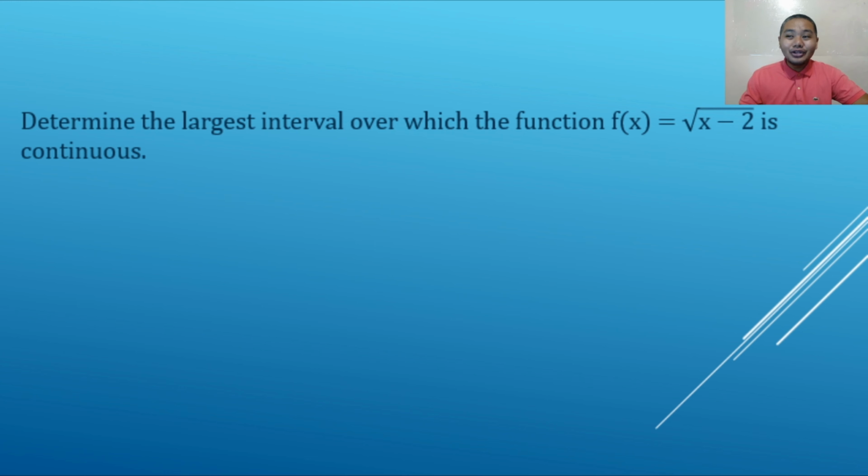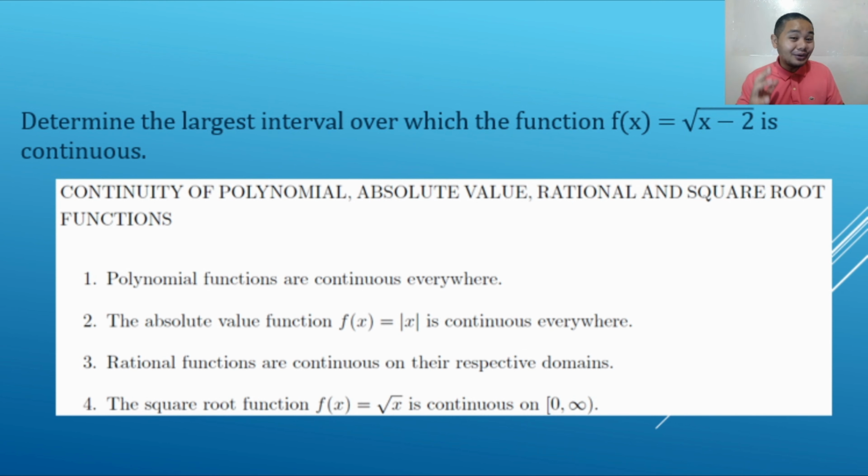Next tayo, determine the largest interval over which the function f of x is equal to the square root of x minus 2 is continuous. So, ano ibig sabihin nito? Yung function na to, hanapin natin yung pinakamalaking agwat, the largest interval na kung saan yung mismong function ay continuous. Okay. Ngayon, balikan natin yung pinakita ko kanina. So, di ba sinabi ko kanina dyan na yung continuity ng any of those four function, didepende lang yan sa mismong domain. Given dito, yung function natin is, eto, di ba? Ito isang example ng square root function.